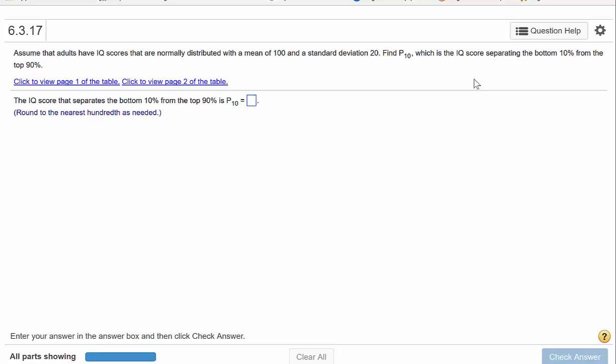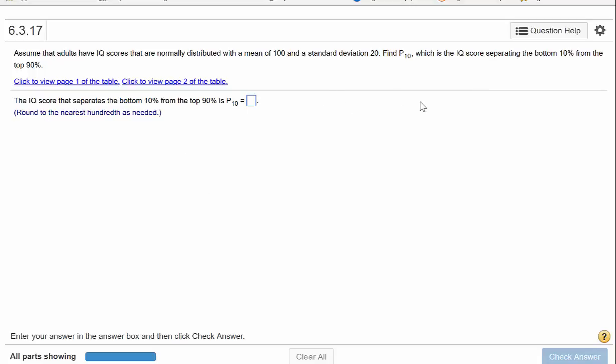Okay, this question reads, assume that adults have IQ scores that are normally distributed with a mean of 100 and a standard deviation of 20. Find P sub 10, which is the IQ score separating the bottom 10% from the top 90%. And it says to use tables, but we are going to eschew tables.